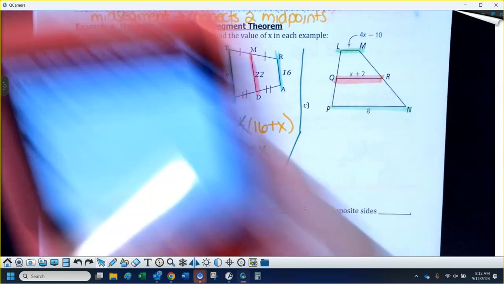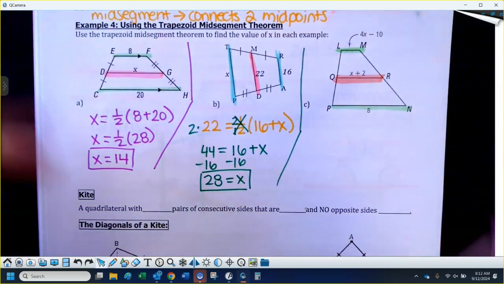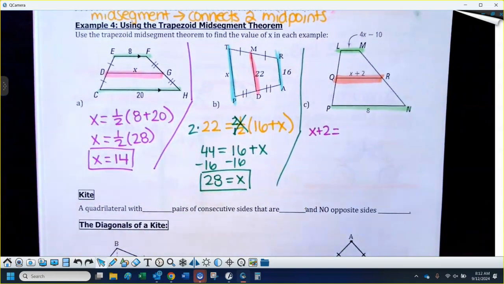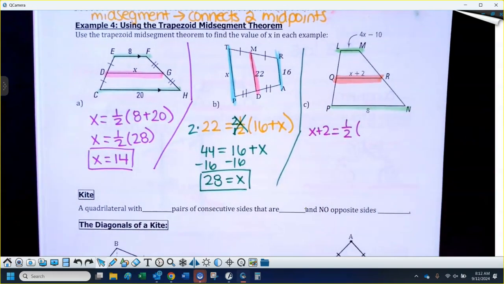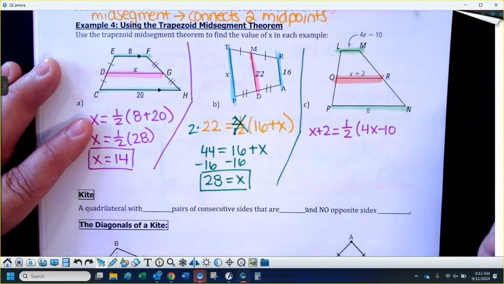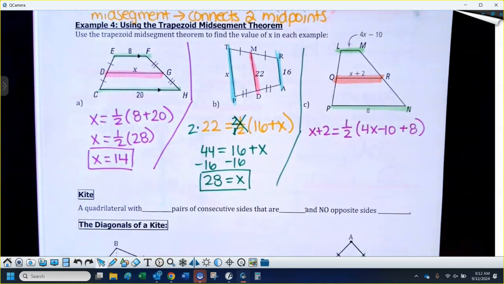I'm literally just going to use this formula. So the mid-segment is in the middle of that lovely trapezoid. So the x plus 2, that's by itself. The mid-segment is an average, so I'm putting a 1/2 here, of the two bases added together. So the two bases, doesn't matter the order, one of them is 4x minus 10, and then the other base is 8. So I'm just plugging that information into that little formula.